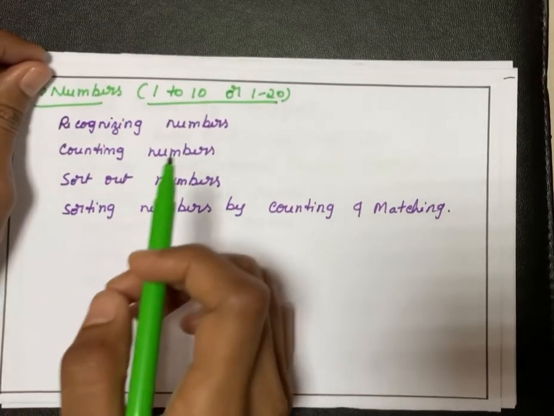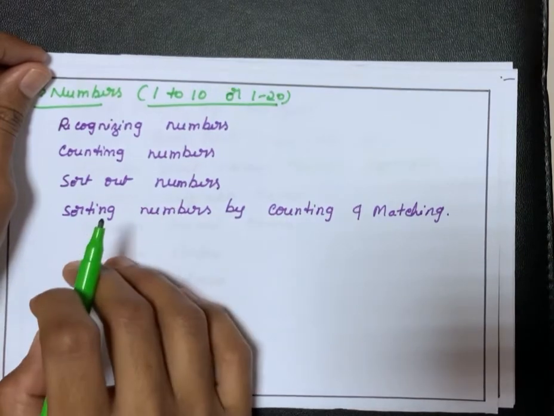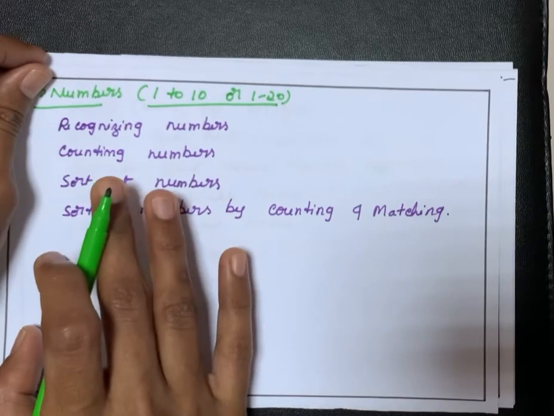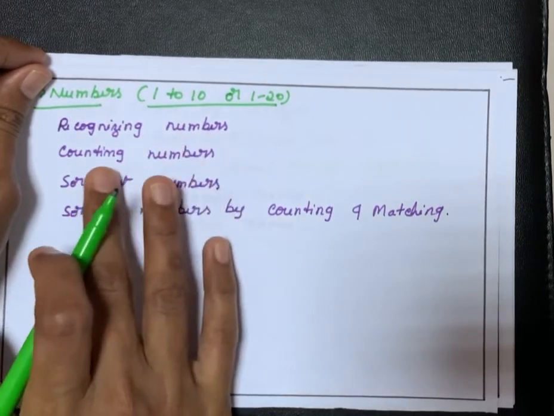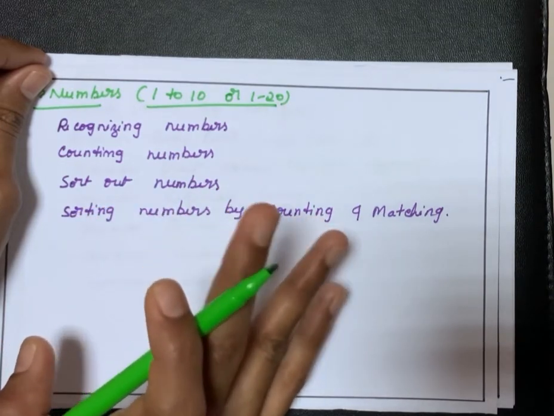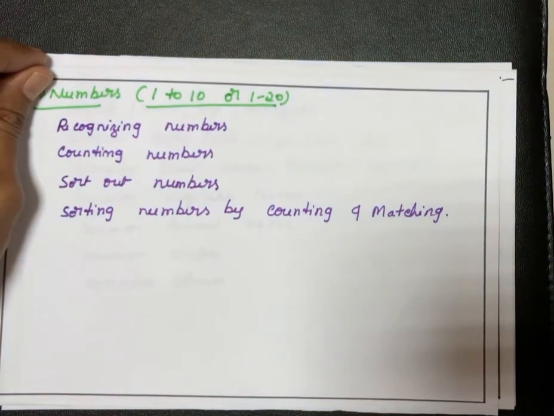Next come the numbers. You can teach them 1 to 10 or 1 to 20 numbers orally. Then give them some worksheets and activities so that they can recognize the numbers, count the numbers, sort the numbers, then sort numbers by counting and matching. All these activities and worksheets you can give them.